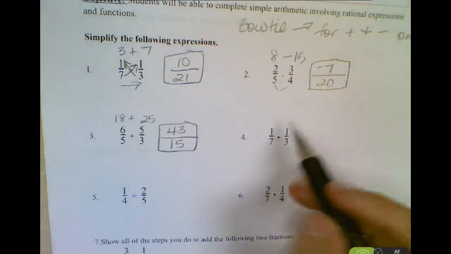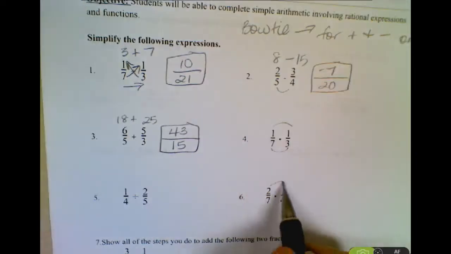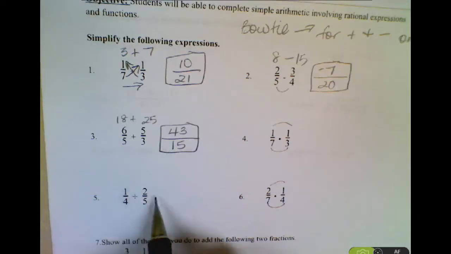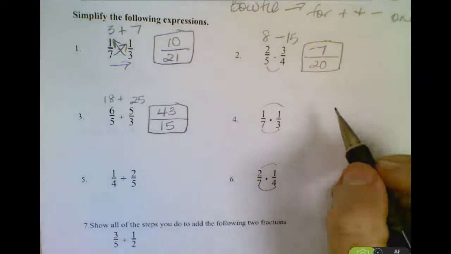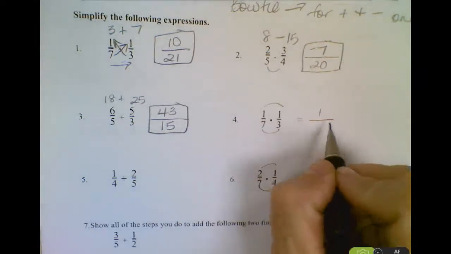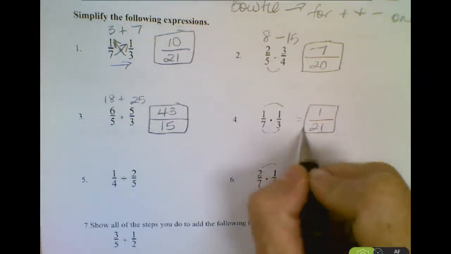Okay, when you're multiplying, now you're just multiplying top to top, bottom to bottom, canceling if you can. So 1 times 1 is 1. 7 times 3 is 21. So just 1 over 21.